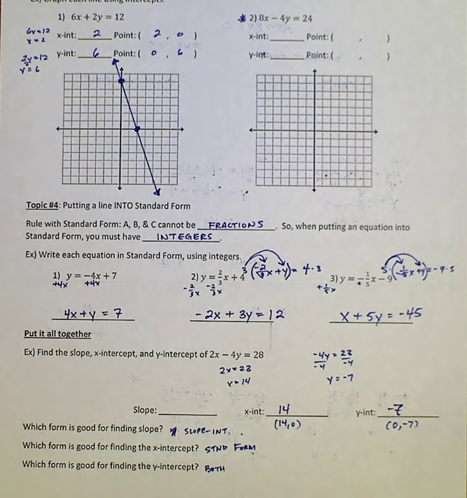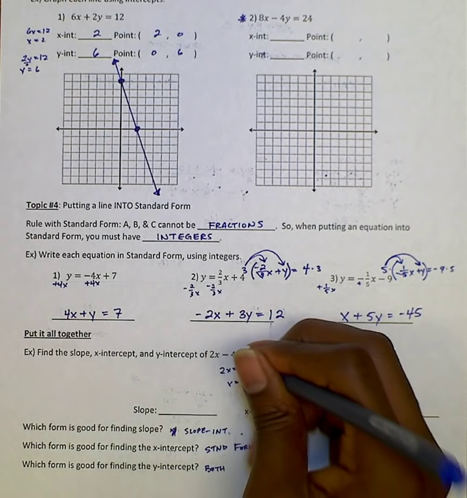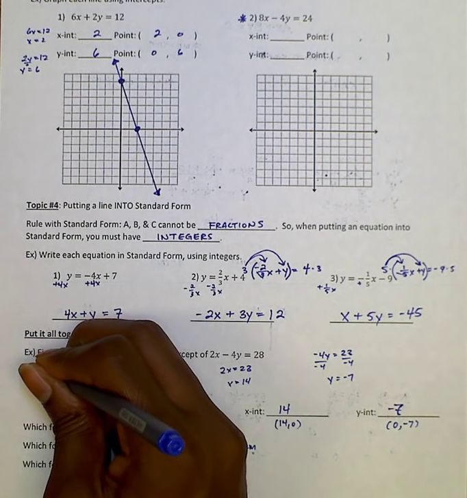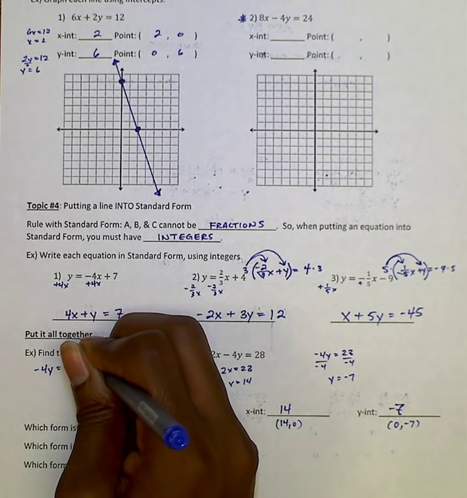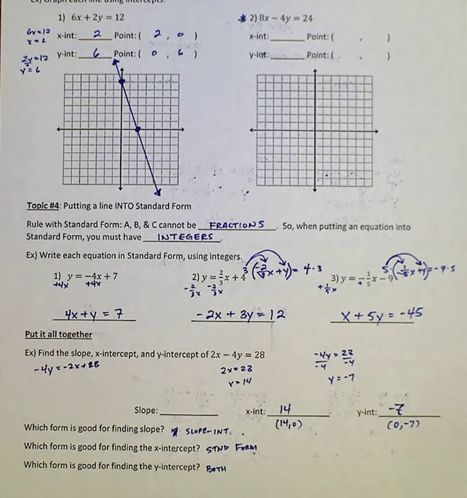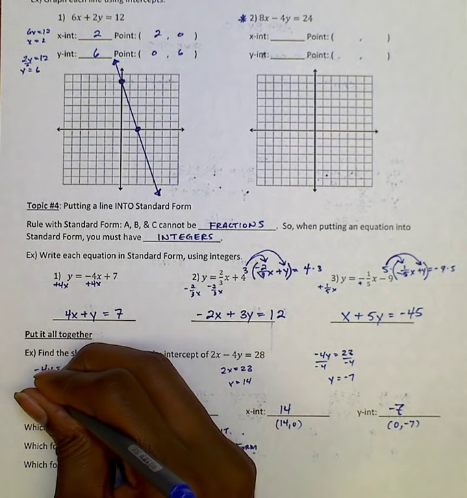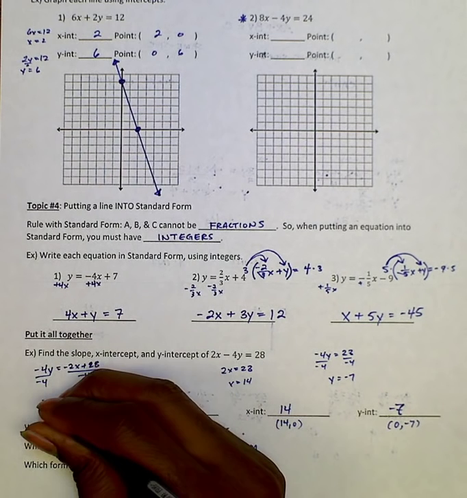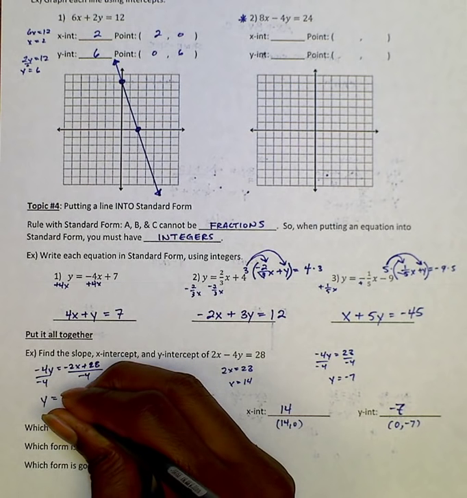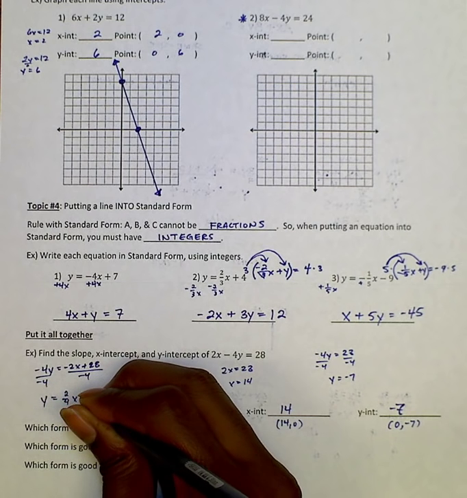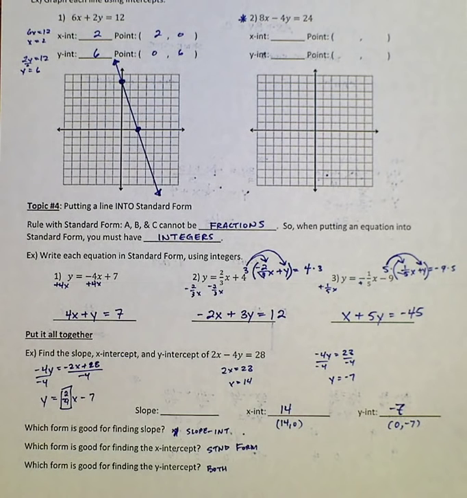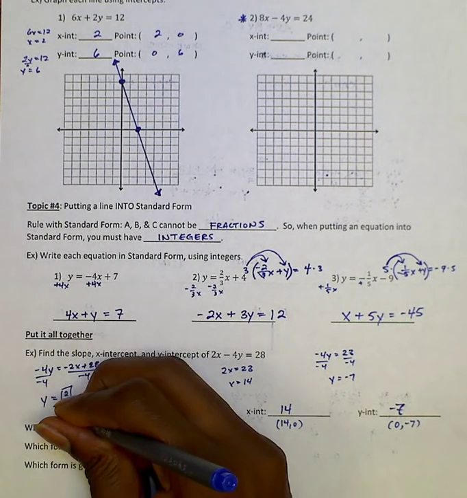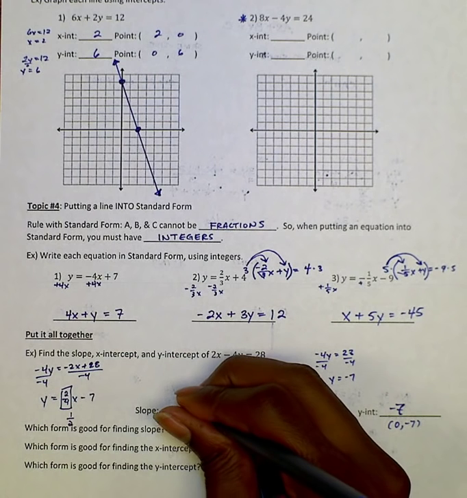Okay, and then finally for slope, I will need to get y by itself. So I'm going to subtract 2x from both sides, and that will leave me negative 4y equals negative 2x plus 28. Okay, and then I need to get y all the way by itself, so I'm going to divide both things by negative 4. So y equals 2/4 x minus 7. Now 2/4, I don't want to write that as my final slope. 2/4 I'm going to simplify and make 1/2. So my final slope is 1/2.